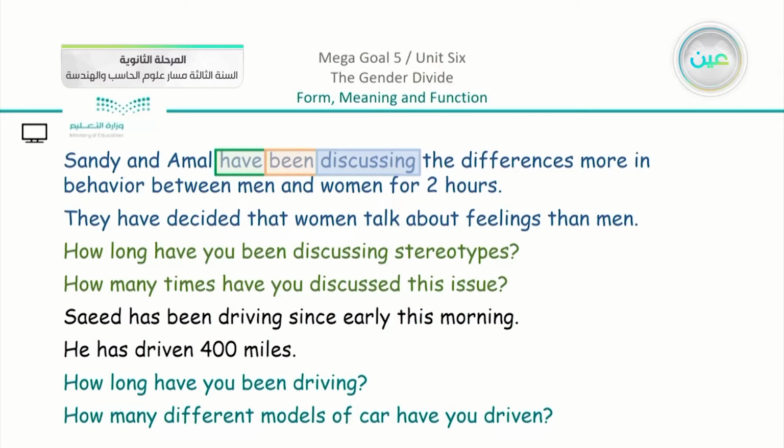The next example: they have decided that women talk about feelings more than men. We can say that we have here "have decided." Now, what is the result of their discussion? The result is the most important thing. That's why we have here the present perfect simple.